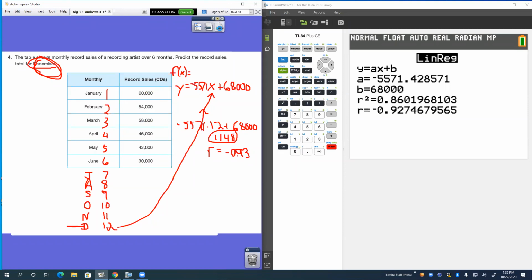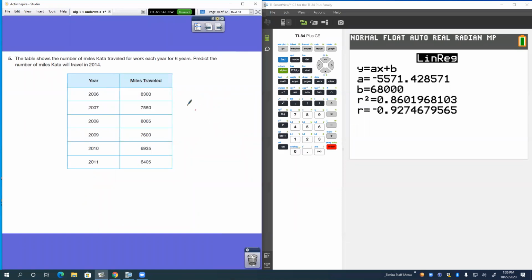All right, I'm going to have you try this next one on your own, please. I'm going to get you started on it. We're looking at the table, which shows the number of miles Kata traveled for work each year for 6 years. Predict the number of miles in 2014. Remember, years start with 0. So that is 0, 1, 2, 3, 4, and 5. We need to make a prediction for 2014.